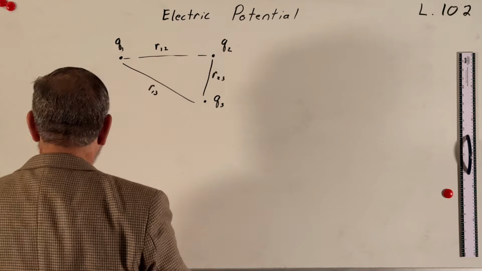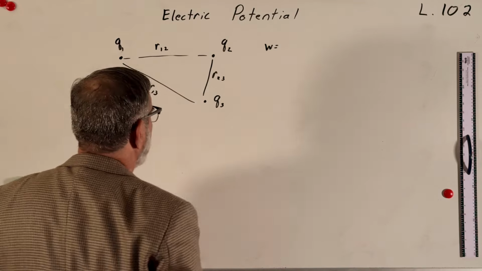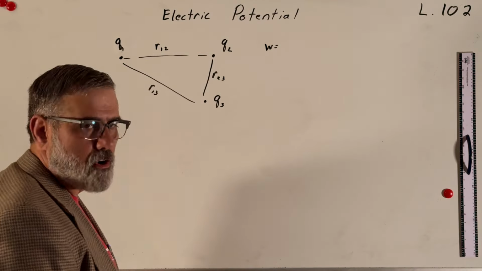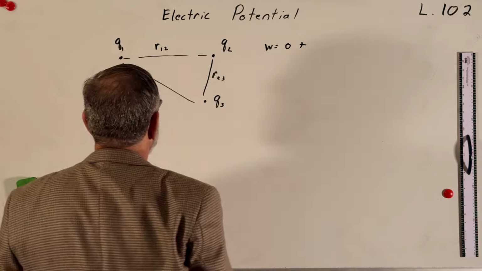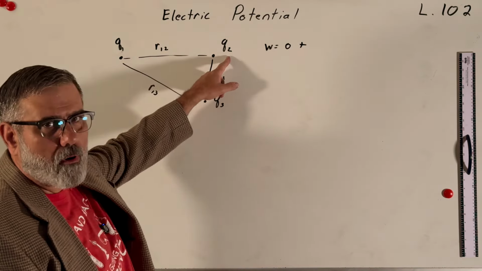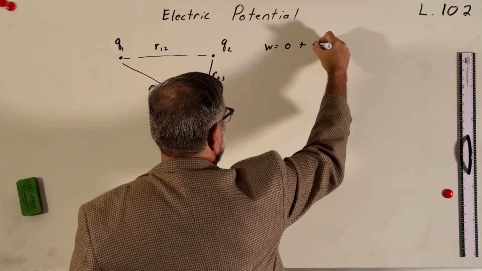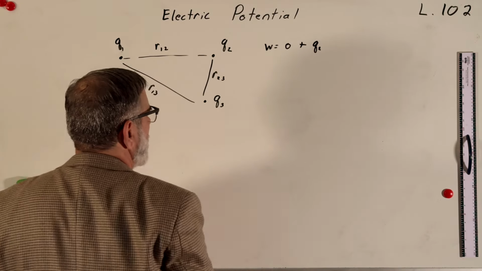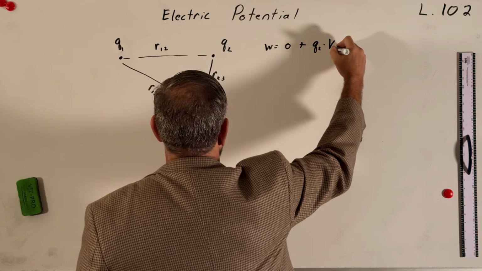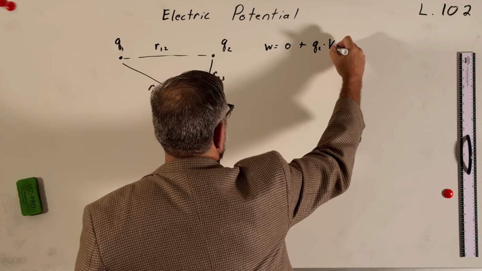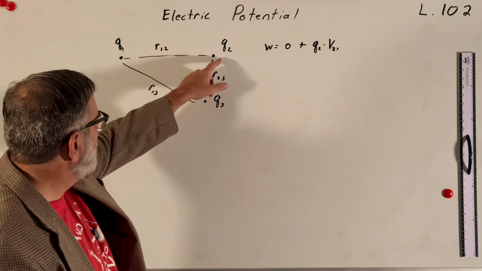And if we start with charge 1, then the work, right, that we do to put this charge in is still 0, because there's no charges there yet, right? So we get 0. Plus the work, now we're going to move charge 2 in, right? And the work to move charge 2 in is just going to be Q2 times the potential, we'll call it V21. Okay? That's the electric potential between 2, 1.